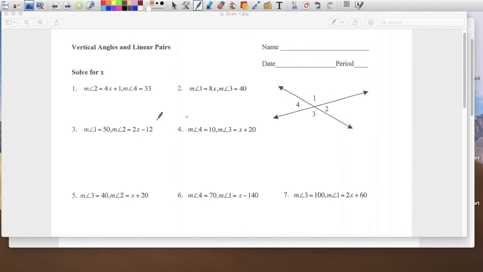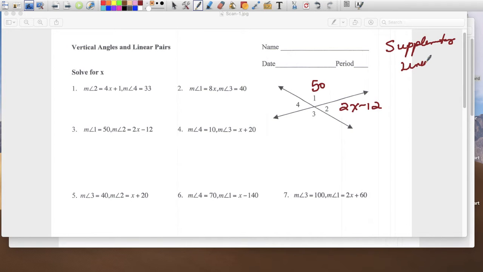Number 3, again, erase everything. It says angle 1 is 50, so I'm going to put on top of 1 that this is 50, which means 3 is also 50, right? But instead it says that angle 2 is 2x minus 12. So in this case, I'm just going to write that in. Sorry, I should have written this before. So the relationship between 1 and 2 is that they're supplementary.